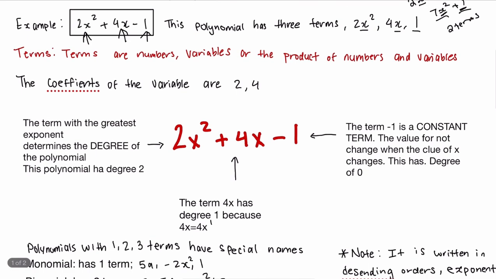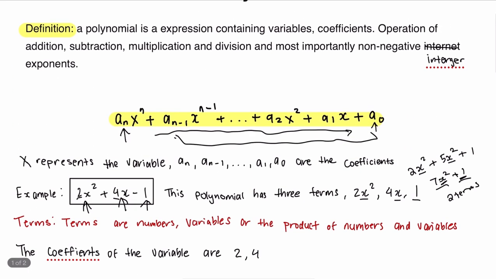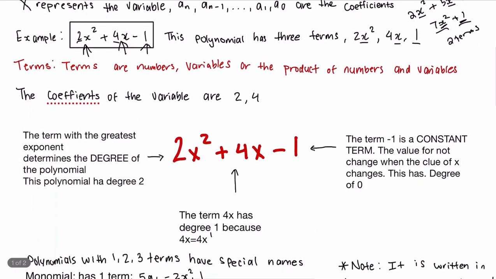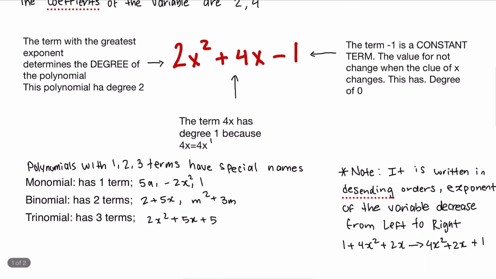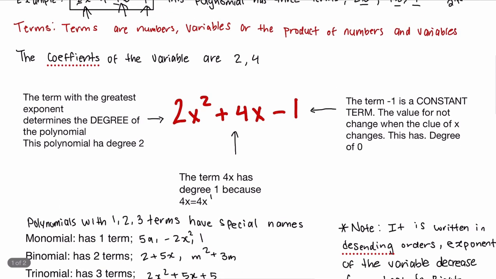So terms are numbers, variables, or the product of numbers and variables. And the coefficients of the variable here are 2 and 4. So like I said, remember here the a is basically the coefficients. So a coefficient is just a number in front of your x or whatever degree of x you have. Over here is just another example: 2x squared plus 4x minus 1.